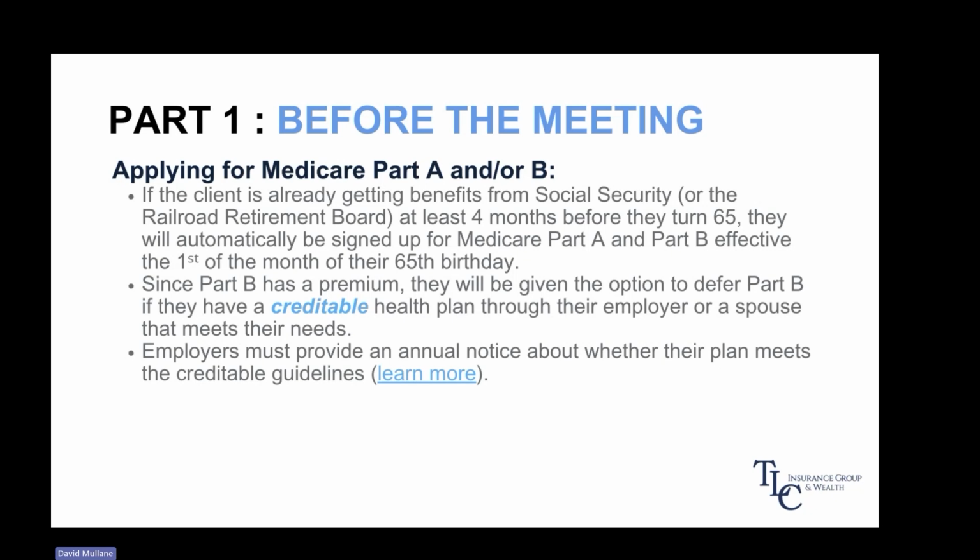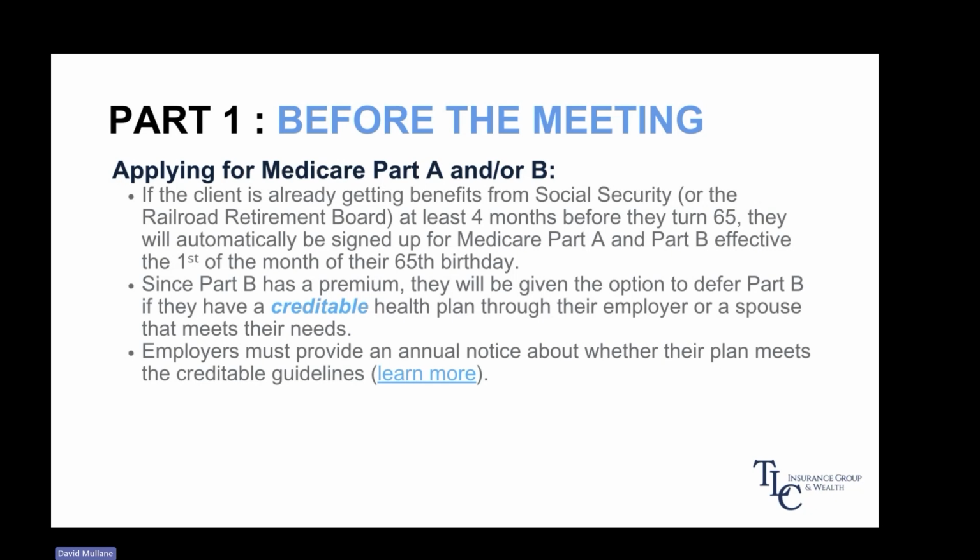We have many clients who are going to work past age 65. So at age 65, they take Part A and they defer Part B because they have credible coverage through a health plan, rather, through their employer or their spouse that meets their needs. That's really the key word.